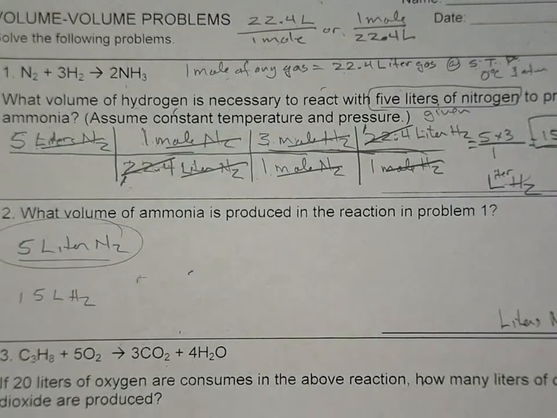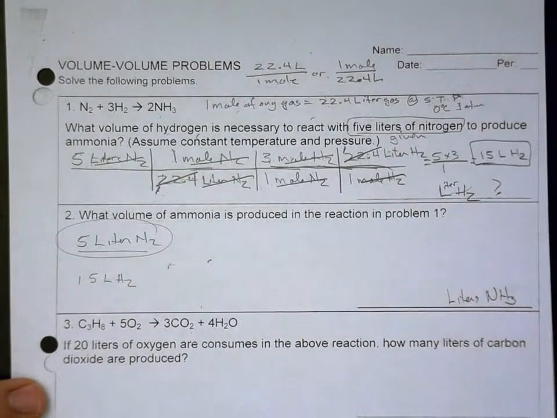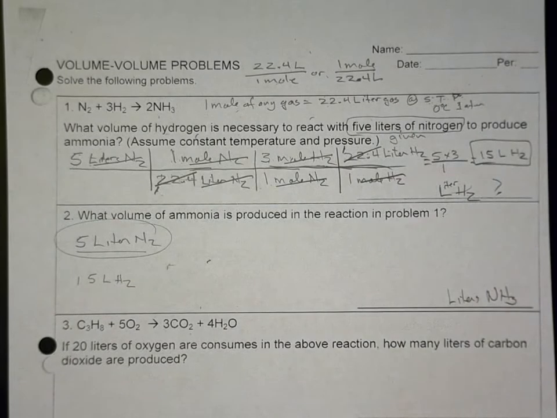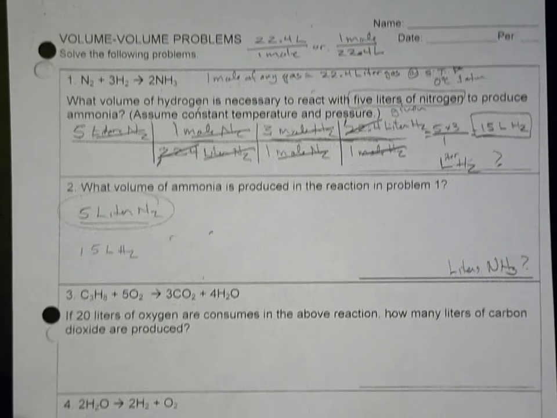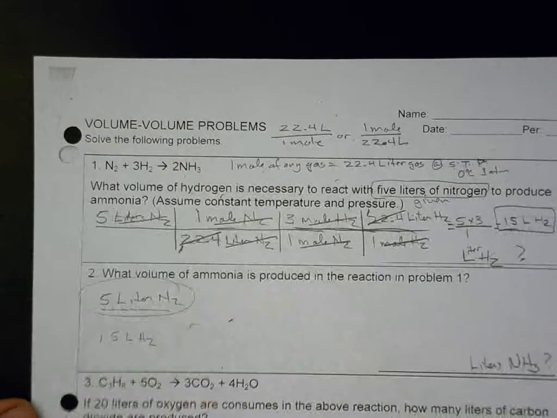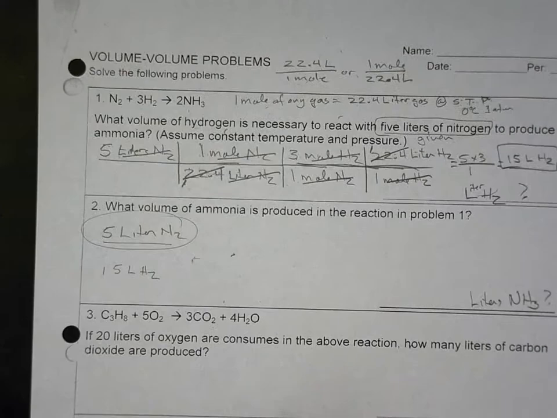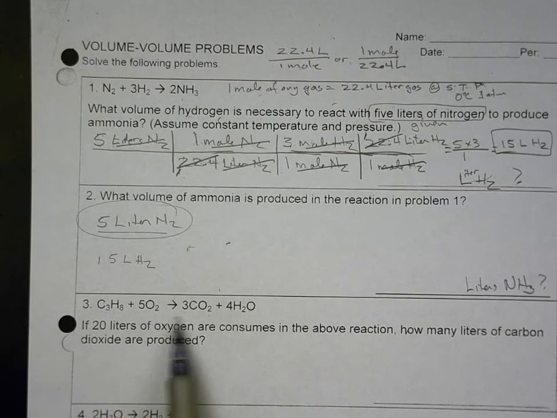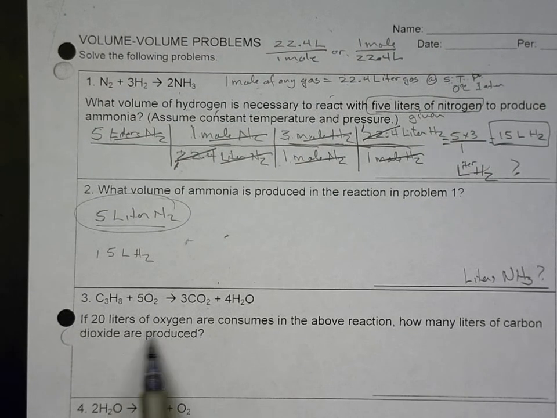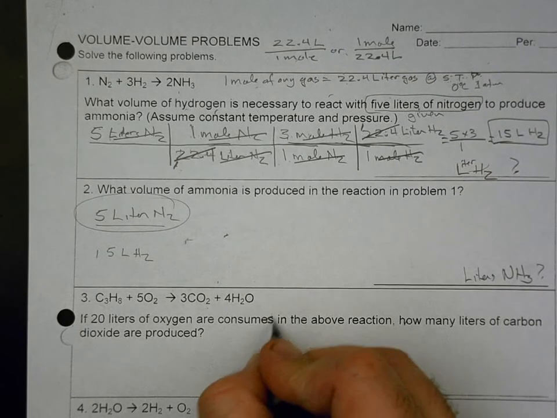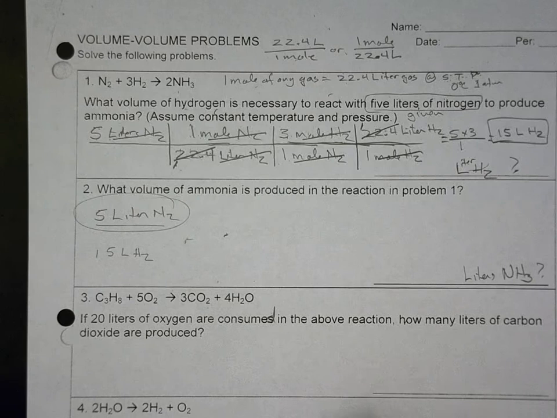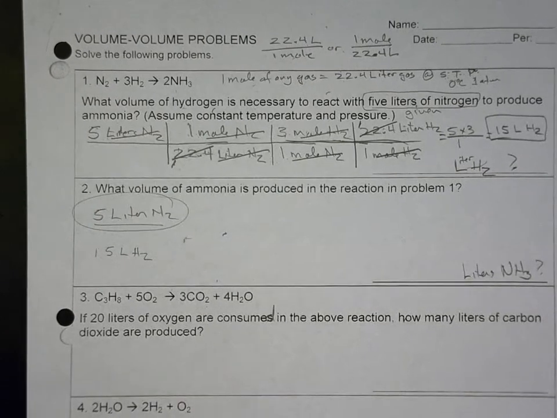So let me zoom out so you can see the screen better. Okay, so we're looking for liters of NH3 over here. So we want to make sure we find that. And that's going to be using the equation up here. And let's see, this one right here, we have a combustion problem. So we've got 20 liters of oxygen consumed. We have a typo, sorry about that. That should be consumed in the above reaction. How many liters of carbon dioxide are produced?